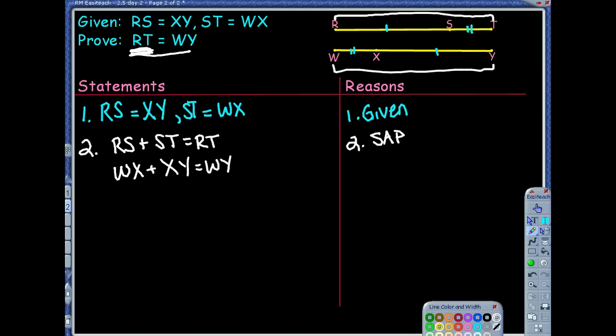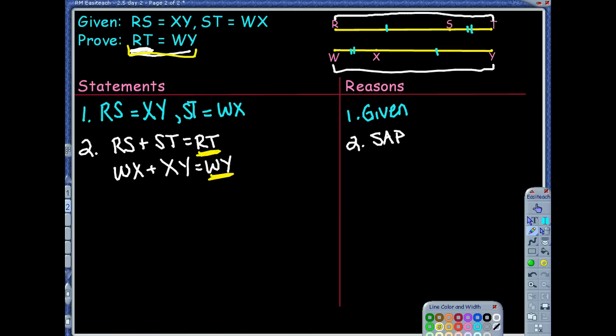Sounds great. Okay, so now we haven't used our given information yet. We've only said stuff in the picture. The given, I could probably do some replacing of some of that stuff. Here's what my thoughts are. I want to somehow show RT and WY are equal. And when I look at the statements right now, they equal not the same sum. I mean, RS plus ST and WX plus XY don't look the same. So I need to somehow make them look the same.